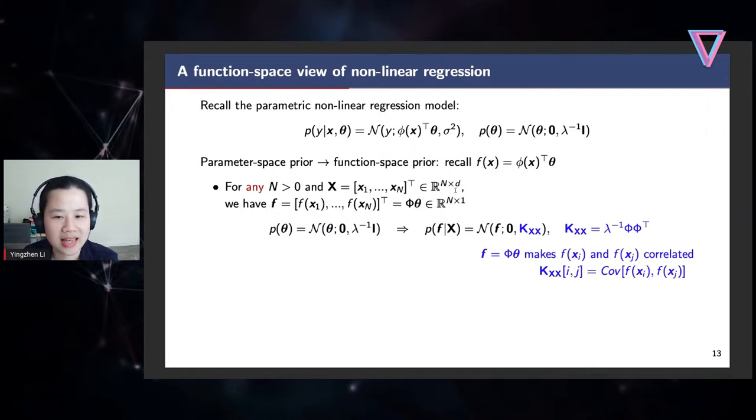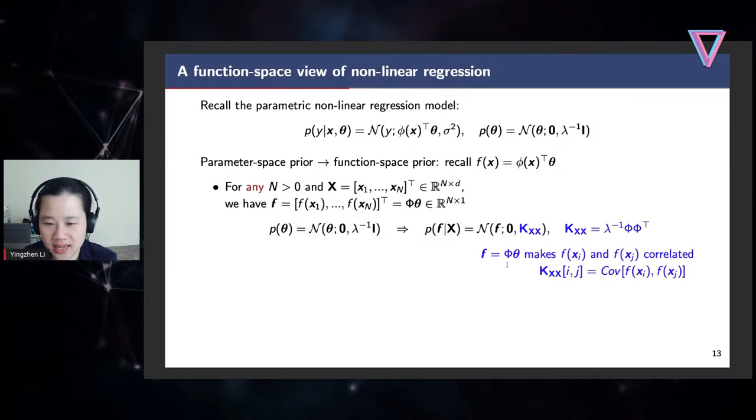So that means if you condition on the input x, which means you also condition on the feature phi, and then do a linear transform of the Gaussian variables, it will result in another Gaussian variable with mean zero, because you have zero mean for theta, but the variance here will change, right? This is just the way you compute a linear transformation of Gaussian variables, and this gives you the covariance matrix of this Gaussian distribution.